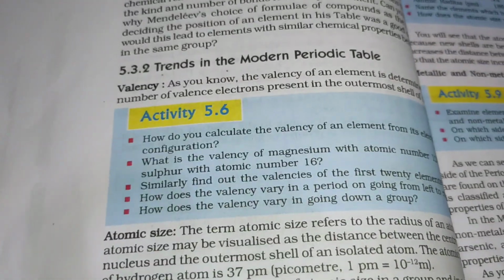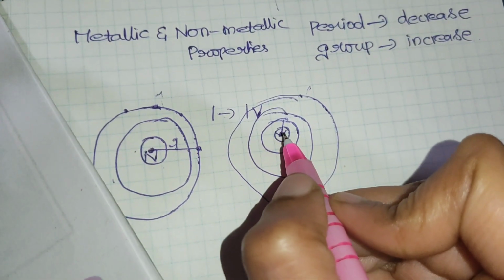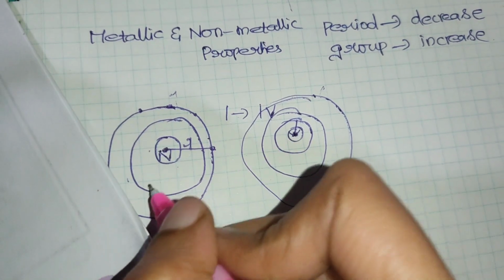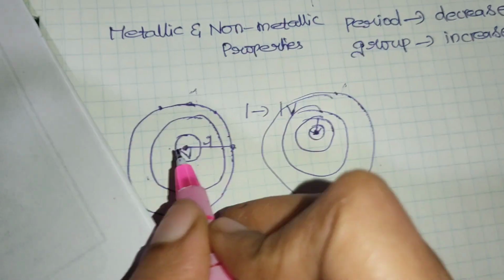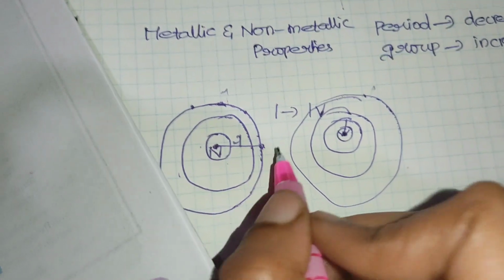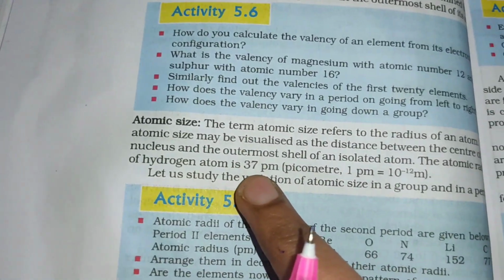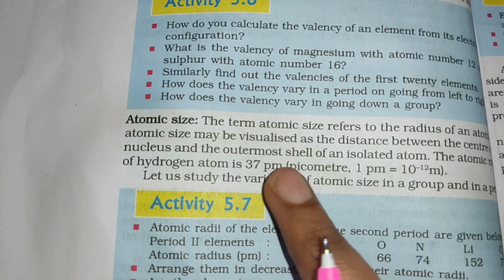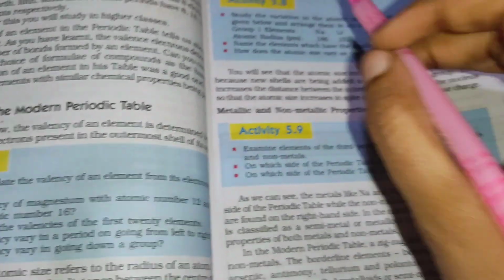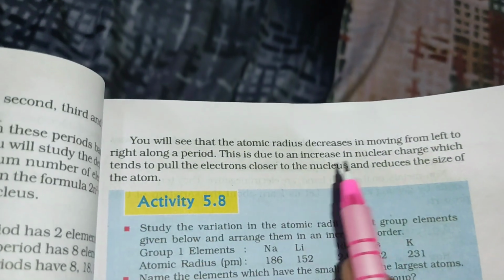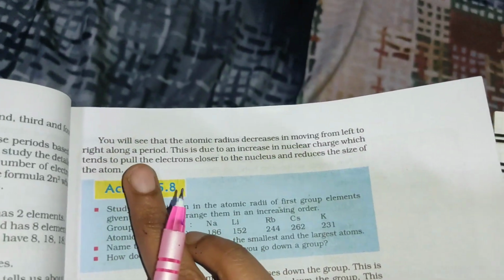What is atomic size? It is the radius of an atom. Radius means the distance from the center, that is the nucleus, to the outermost shell, and it is the atomic size. We will see here atomic size. The atomic radius of hydrogen is given as 36 pm, where 1 picometer means 10 to the power of minus 12 meters. And we will see how the atomic radius changes from left to right, along a period, and also along a group. We will see along a period.